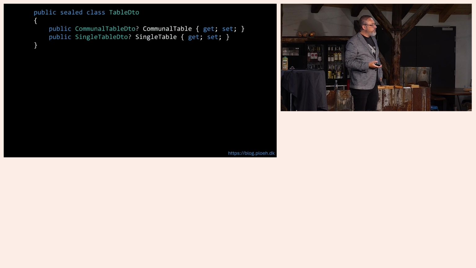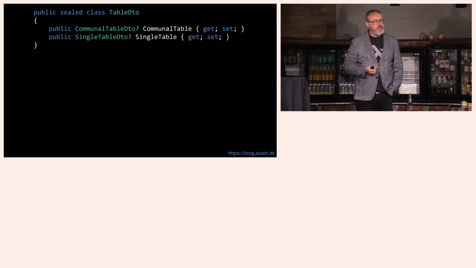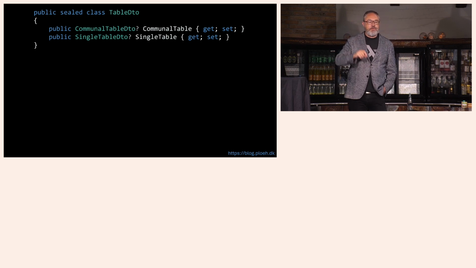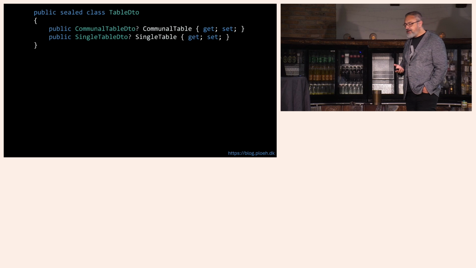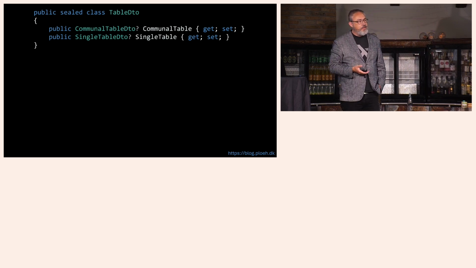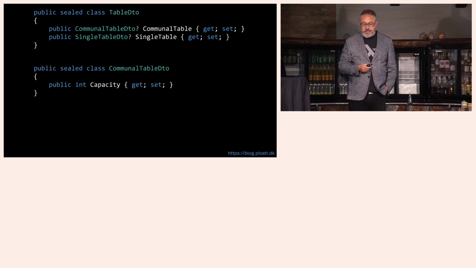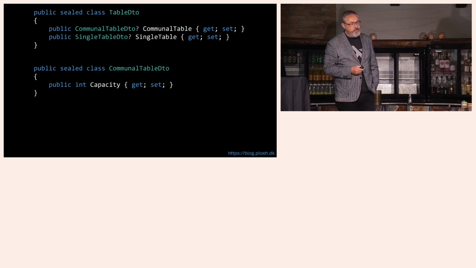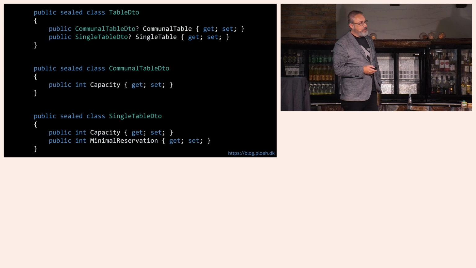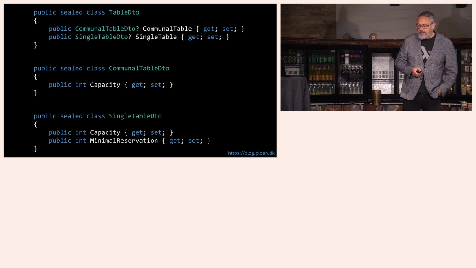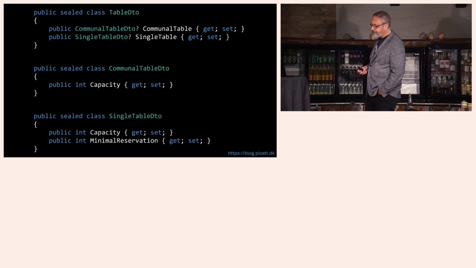And if you're not familiar with the more modern developments of the C# programming language, that little question mark that sits after both communal table DTO and single table DTO, those type declarations, means that it may or may not be there. It may be null. So basically what we say here is that communal table may or may not be there. If it's there, it has this particular shape, this particular type. And if a single table DTO is present, it has this particular shape. So pretty much the same, but just with a minimal reservation as well.